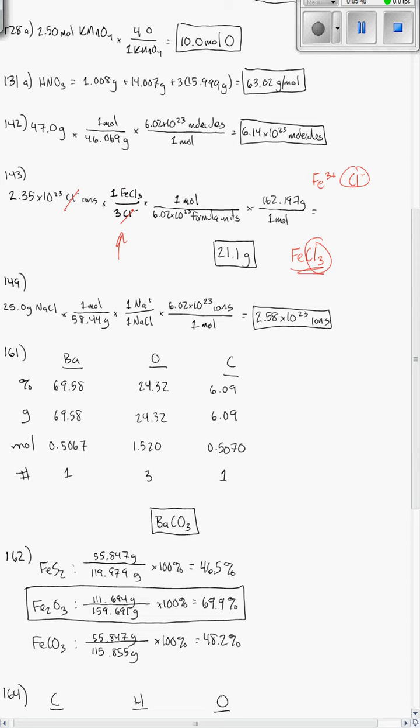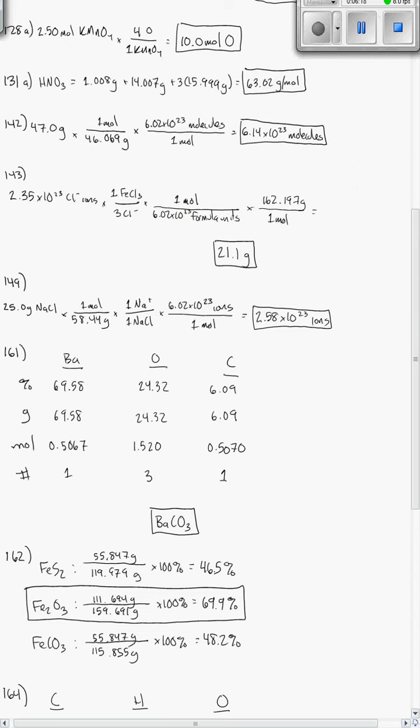From here, we've got number of formula units of FeCl3. We want to go from formula units to moles. In this case, you divide by Avogadro's number. That'll cancel out your formula units. So really, this would be 1 iron chloride formula unit over 3 Cl minus ions. Once you get your moles, you can go to mass by multiplying by the molar mass of FeCl3, which is 162.197 grams. Moles cancel out, you're left with grams, which gives you 21.1 grams.